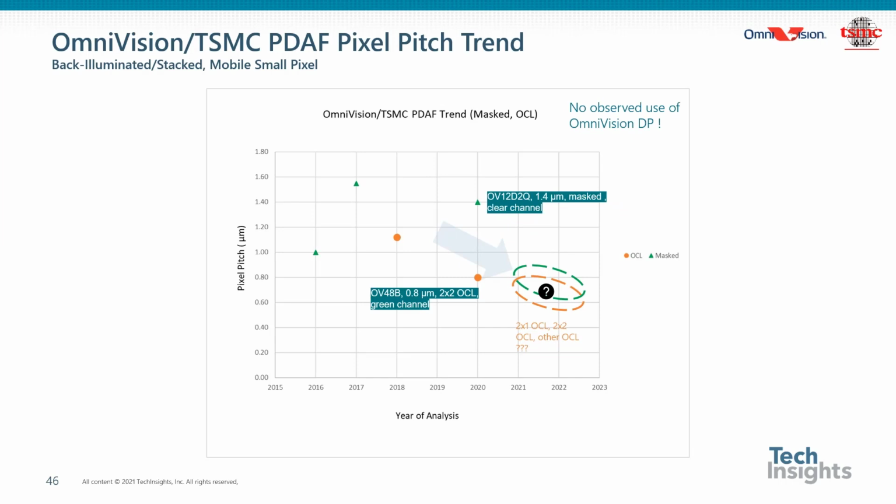And finally, for OmniVision, as we said, OmniVision only uses mass PDAF and on-chip lens. As shown in this graph, they too have introduced 2x2 on-chip lens for 0.8 micron technology over here for the OV48B. We have not observed their use of mass PDAF recently, this year, below 1.4 micron pixel pitch, although they have previously used it for 1 micron pixel pitch.